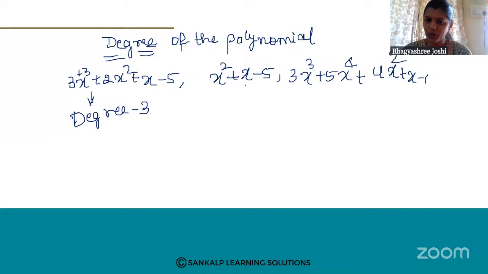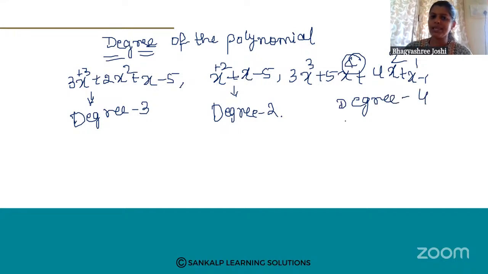So in this polynomial, what is the highest degree? The highest degree is 2 here, right? So 2 is the degree of the polynomial. In this polynomial, what is the highest degree here? Means 3, 4, 2, 1. That means 4 is the highest degree. That means degree is 4 here. So this is the degree of the polynomial, means the highest power of the variable in the polynomial is the degree of that polynomial.